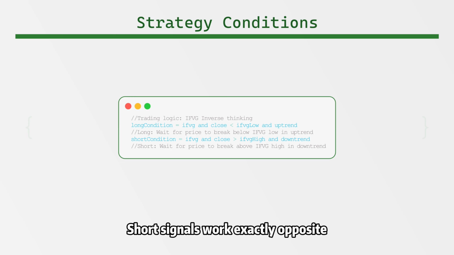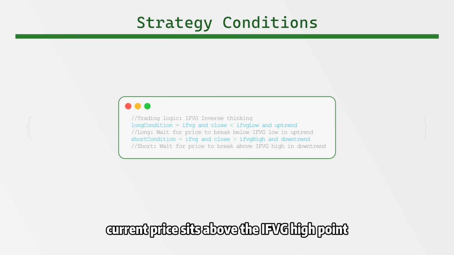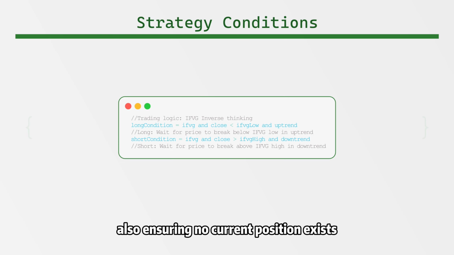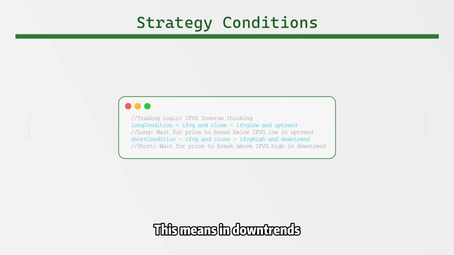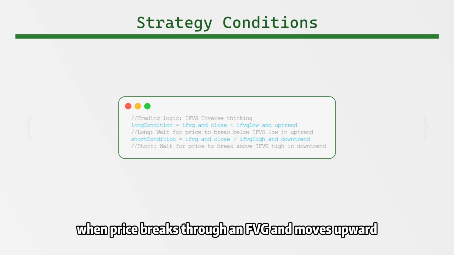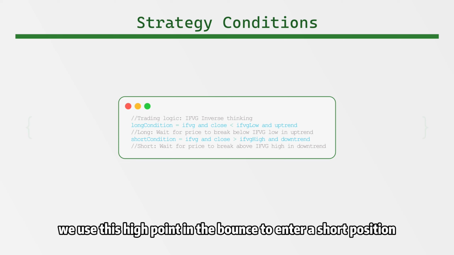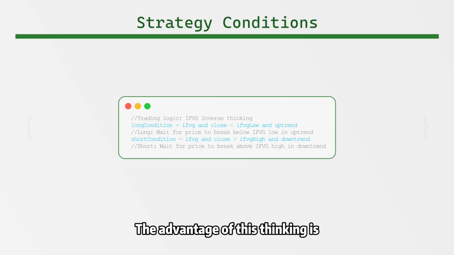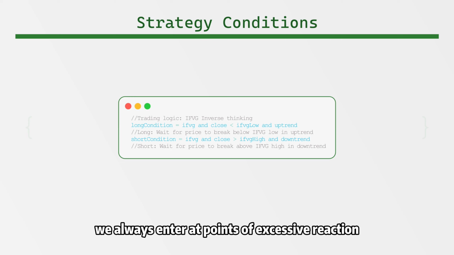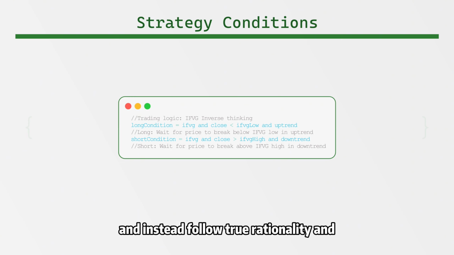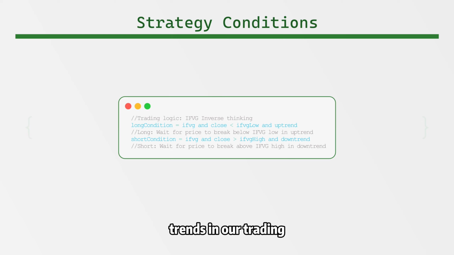Short signals work exactly opposite, requiring an IFVG signal, while current price sits above the IFVG high point, with the market in a downtrend, also ensuring no current position exists. This means in downtrends, when price breaks through an FVG and moves upward, breaking above our recorded IFVG high point, we use this high point in the bounce to enter a short position. The advantage of this thinking is, we always enter at points of excessive reaction, reducing the risk of chasing short-term moves, and instead follow true rationality and trends in our trading.